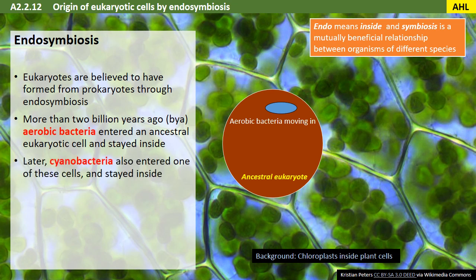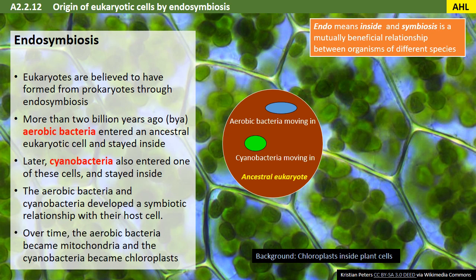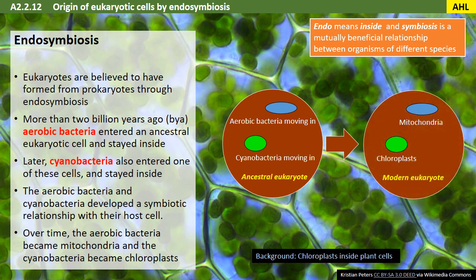Later, cyanobacteria also entered one of these cells and stayed. The aerobic bacteria and the cyanobacteria developed a symbiotic relationship with their host cell. Over time, the aerobic bacteria became mitochondria and the cyanobacteria became chloroplasts.